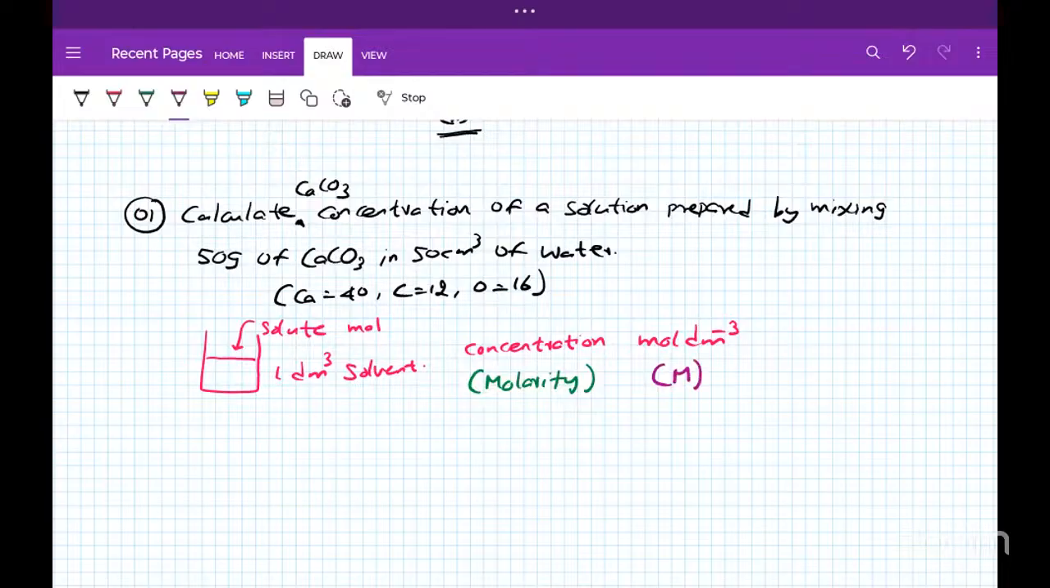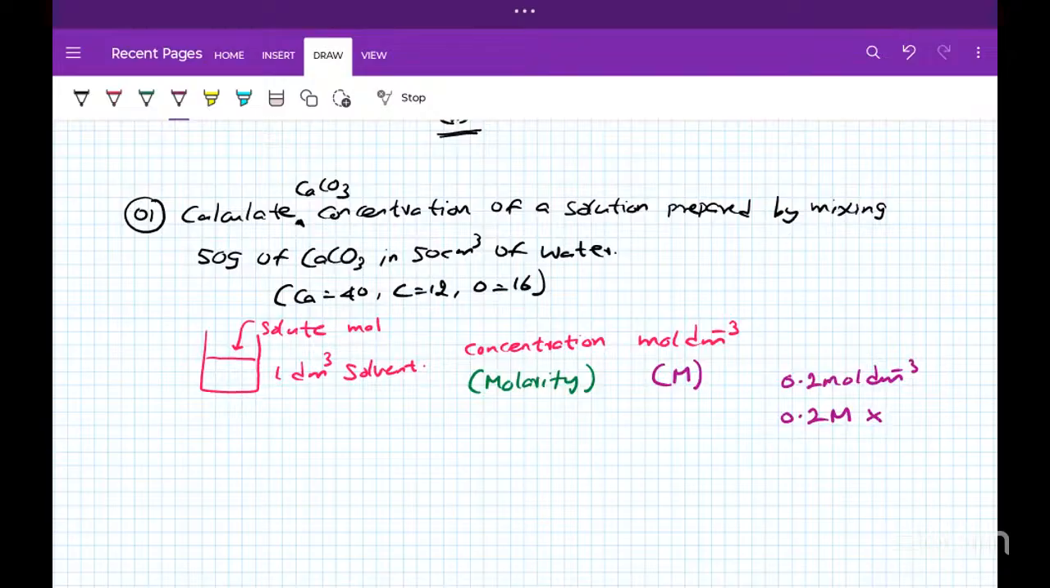It is not encouraged to use this capital M. Moles per cubic decimeter can be replaced by capital M, but I do not encourage this until you go into the equilibrium questions. For chemical calculation questions, you have to use the unit moles per cubic decimeter. For example, let's say the concentration is 0.2 moles per cubic decimeter for the molarity. You can write this as 0.2 capital M. But for chemical calculation questions, I do not encourage this notation.